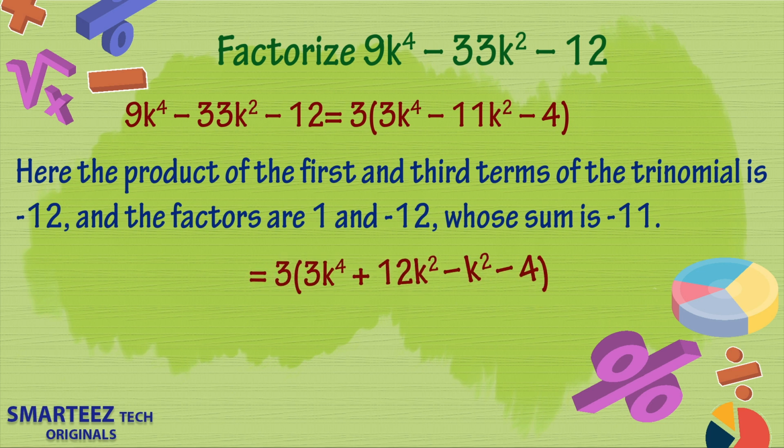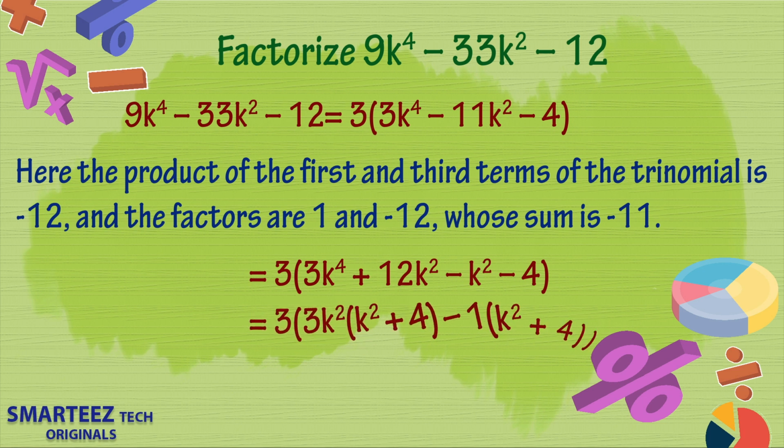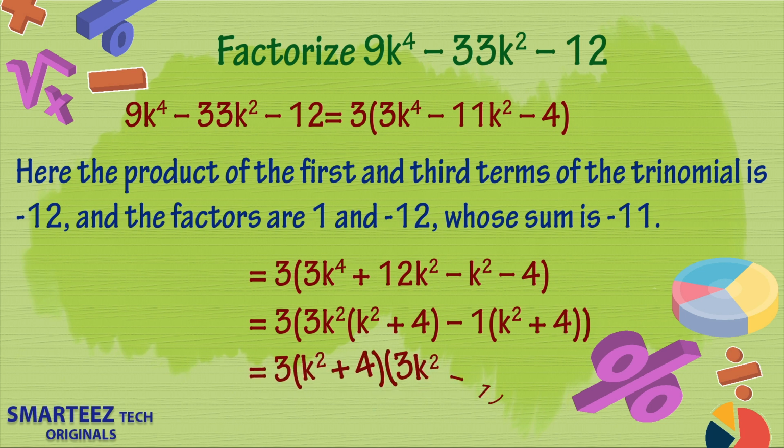So this equals 3(3k⁴ + 12k² - k² - 4), which equals 3(3k²(k² + 4) - 1(k² + 4)). So this equals 3(k² + 4)(3k² - 1).